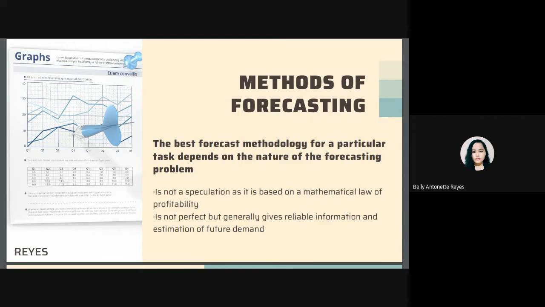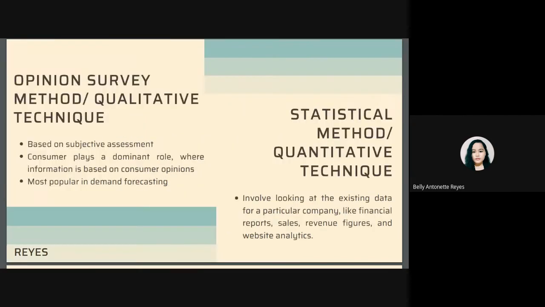So, demand forecasting is not a speculation on future activities as it is based on a mathematical law of probability, and also, it is not perfect, but it generally gives reliable information and estimation of future demand. So, since demand forecasting only involves assessment of past data to project future demand, it does not give a 100% prediction but only a reliable estimate that could help the management in its decision making. Next slide, please.